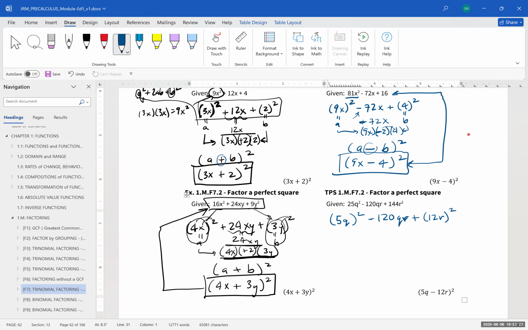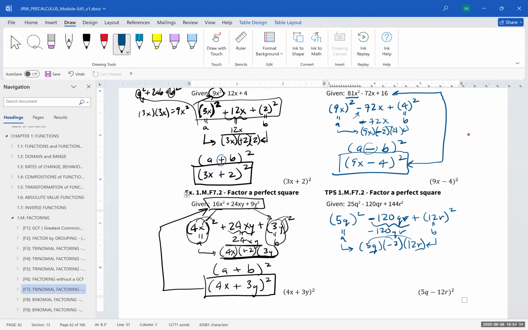All right, and just like before, this is subtraction now. So I'm going to be throwing in a negative 2 there in the middle. Okay, so there's our value of A, here's our value of B. So let's multiply by -2 this time, times these values of A and B. And let's see here, 5 times -2 is -10, and -10 times 12 is -120 times Q times R. And that does equal our middle term.